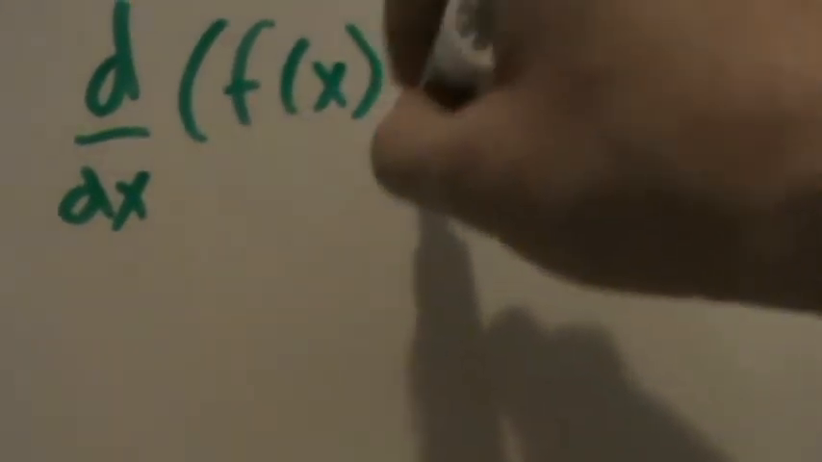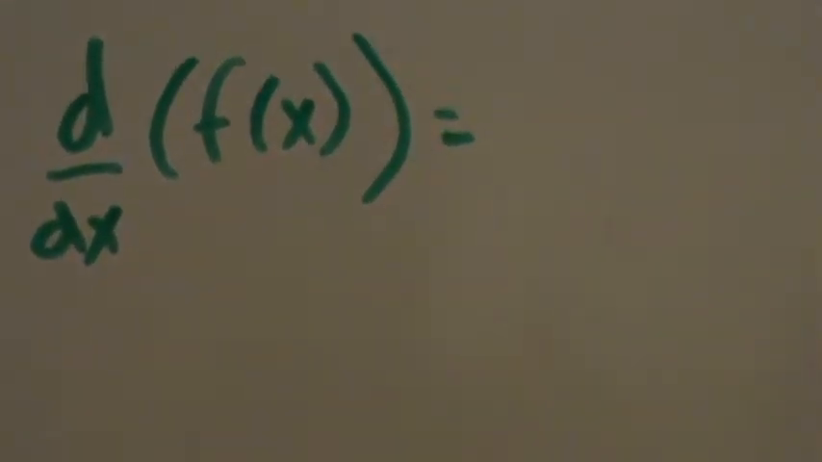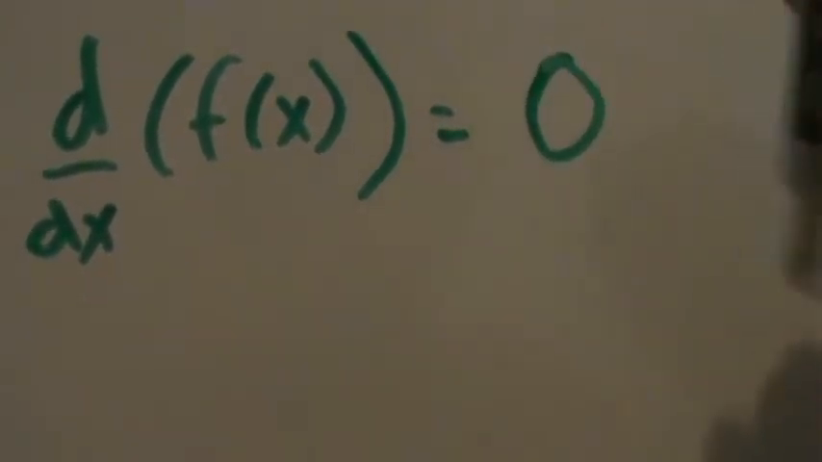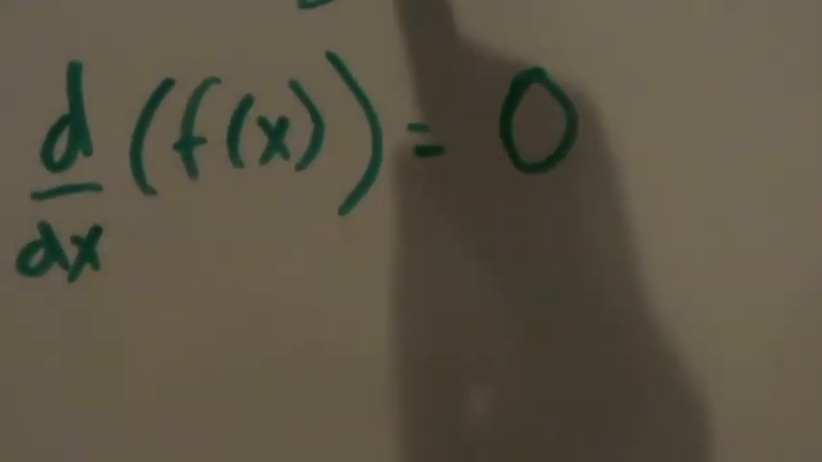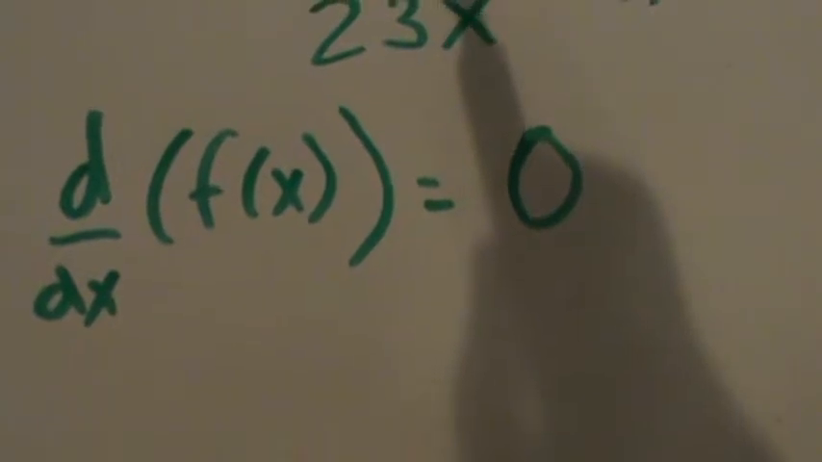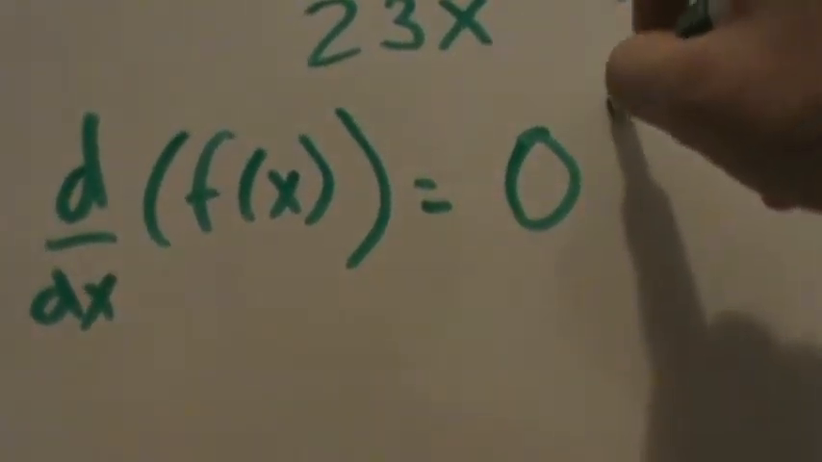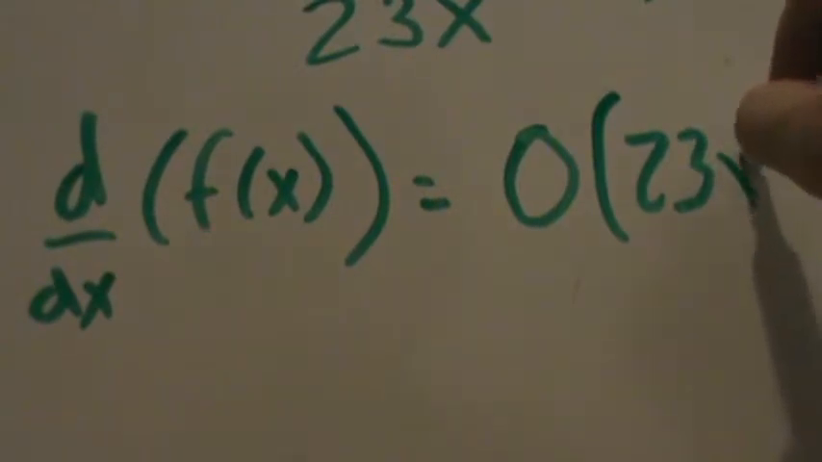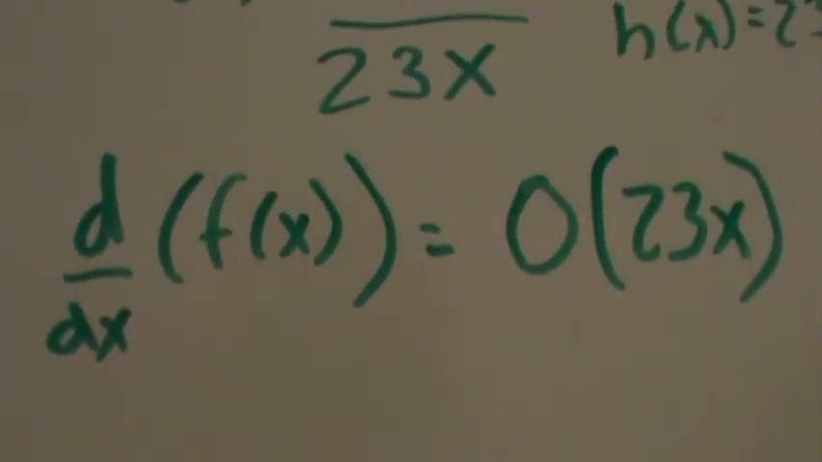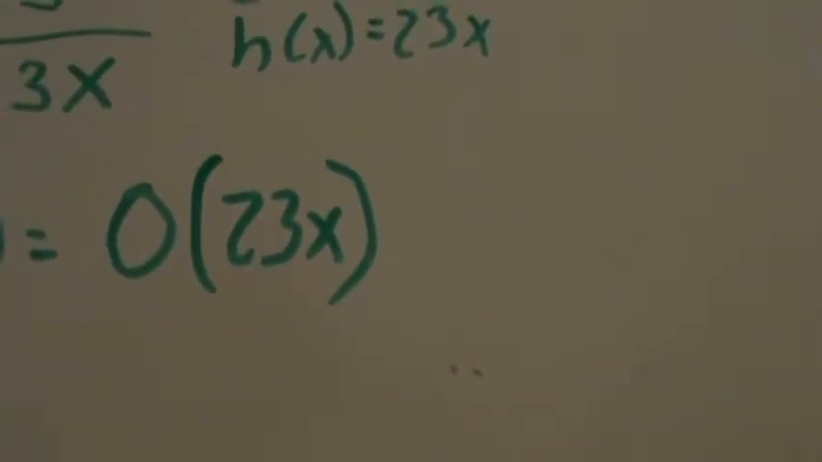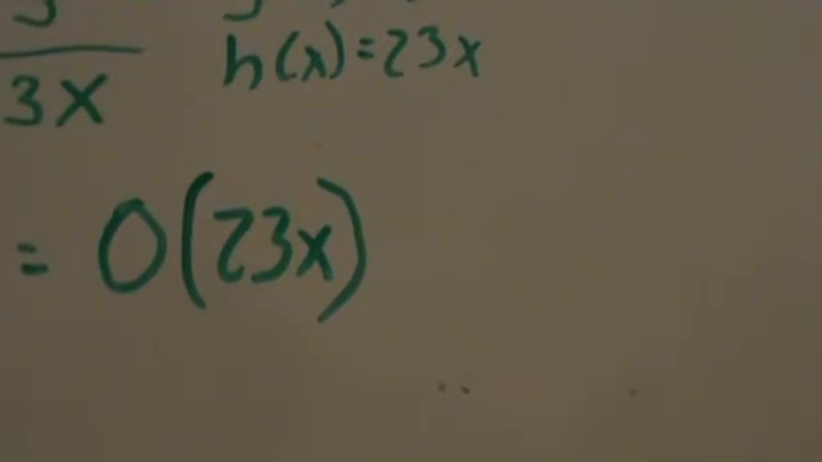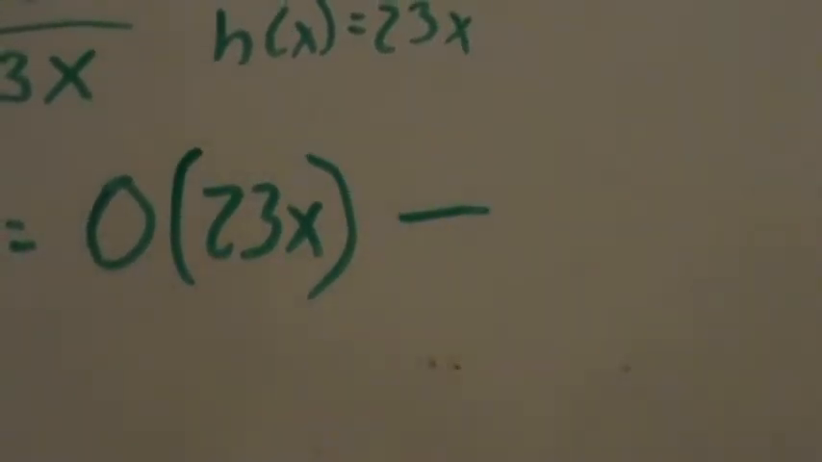The derivative of f of x is equal to 0, because basically what you do is first you take the derivative of your g of x, which in this case is 5, and the derivative of a constant is 0, and then you multiply it by the second one. It won't be a really big deal because this will obviously cancel out, but for now we'll just write it so that you see it. So you take the derivative of g of x, and then you multiply it by h of x, and then you subtract.